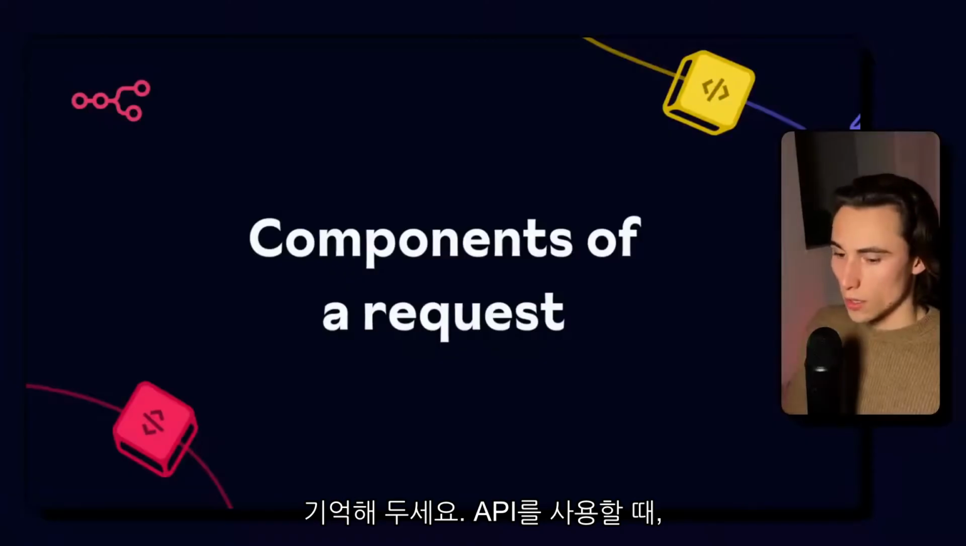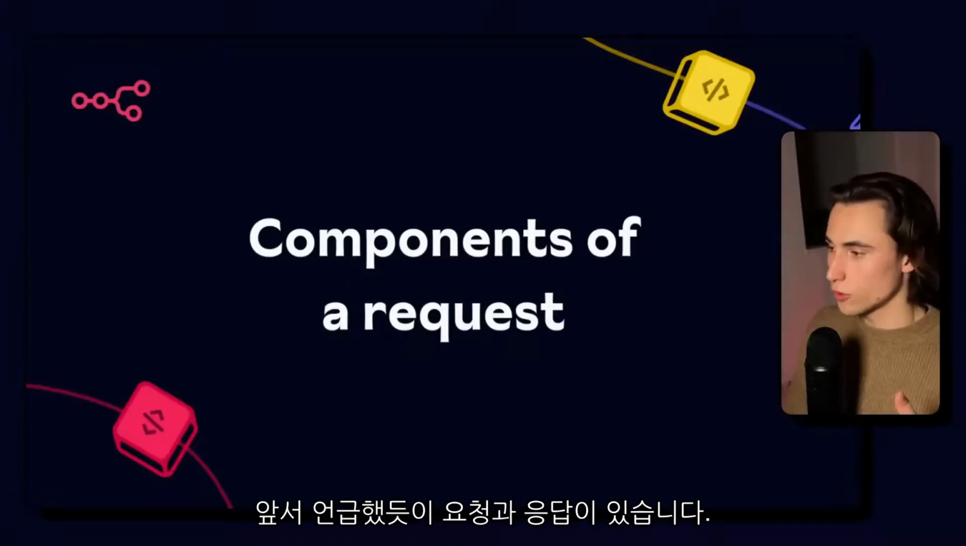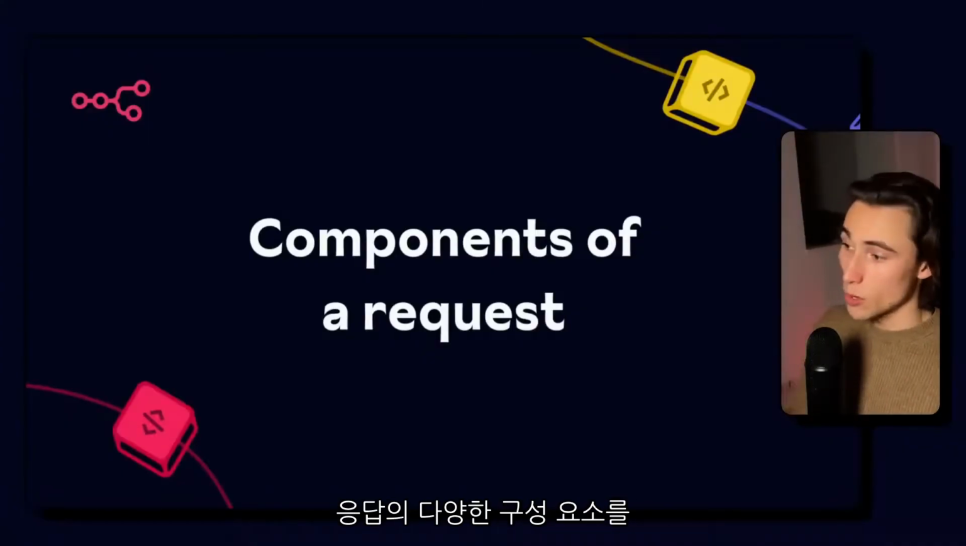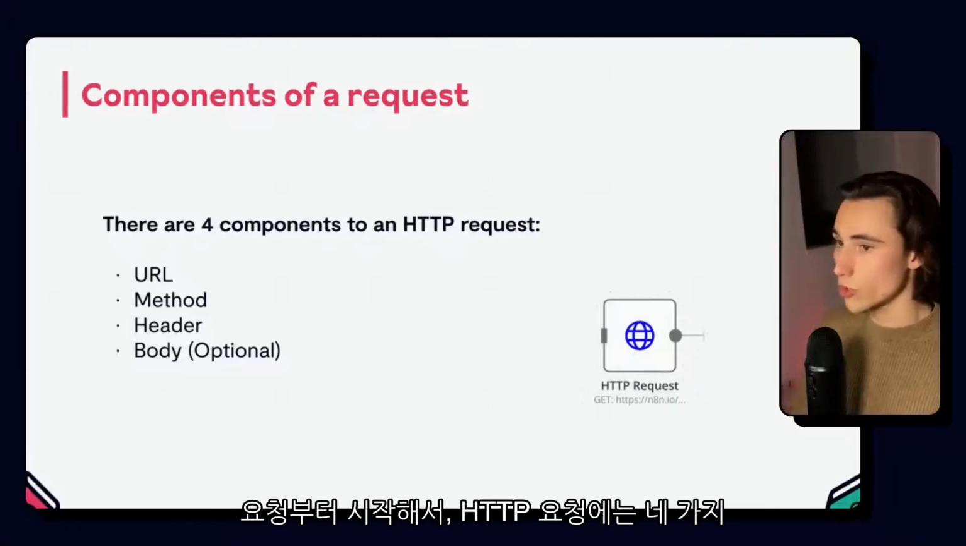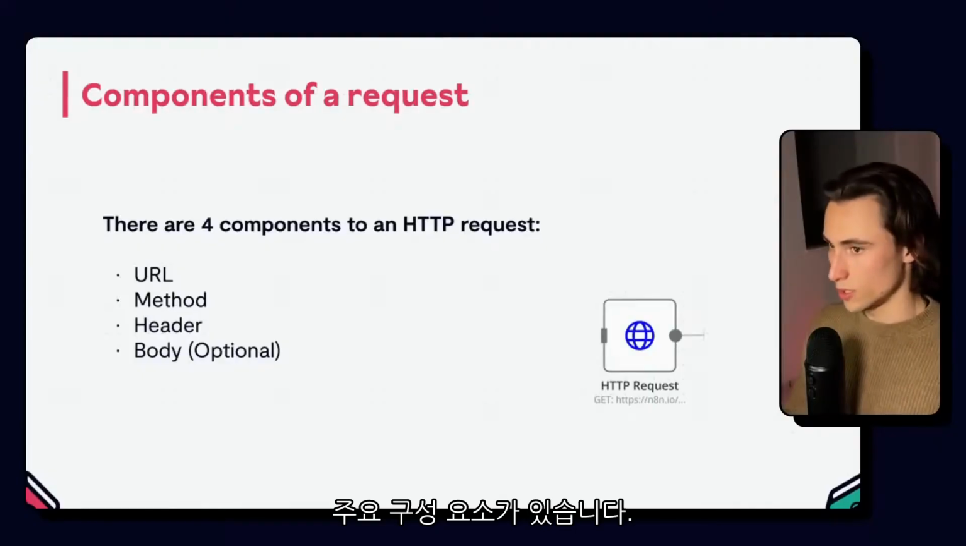When using APIs, we have, as mentioned earlier, requests and response. So we're going to break down the different components of a request and the different components of a response. Starting with a request. There are four main components to an HTTP request.